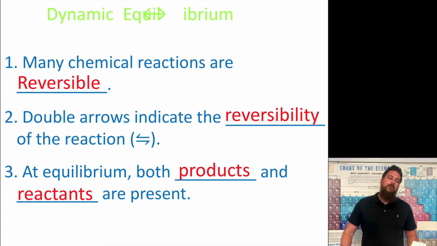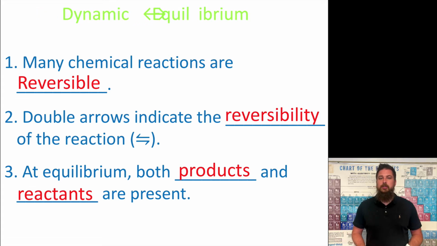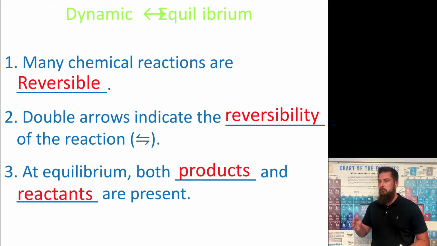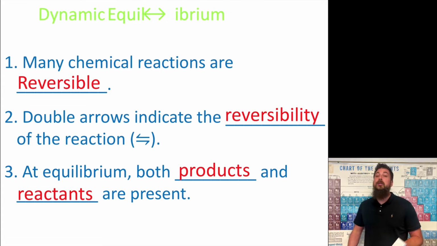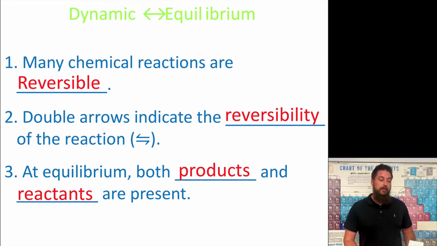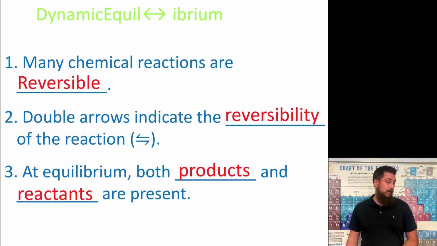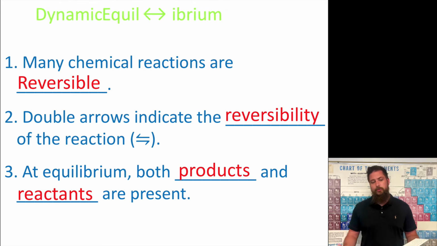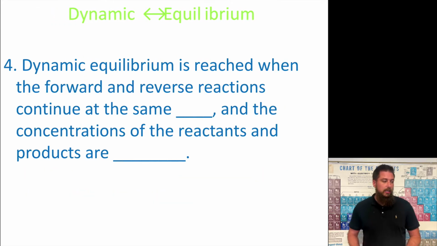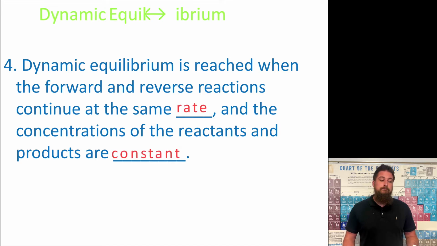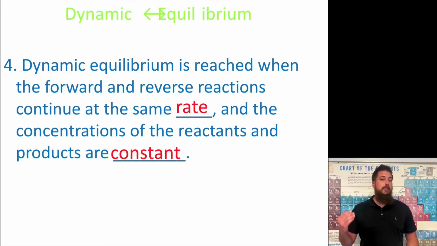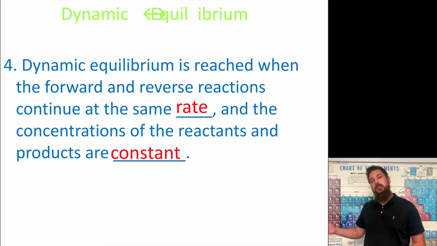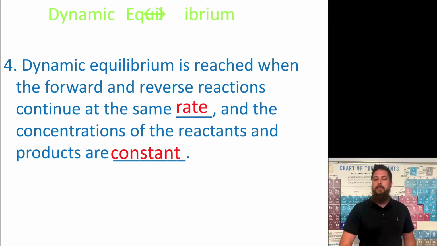Now, when we are talking about what equilibrium is, something we need to keep in mind is that when equilibrium is achieved, both product and reactant are present. Dynamic equilibrium is achieved when the amount of reactant that is turning into product is equal to the amount of product turning into reactant.